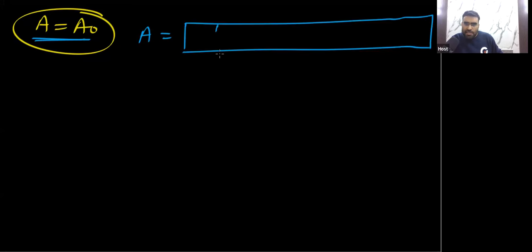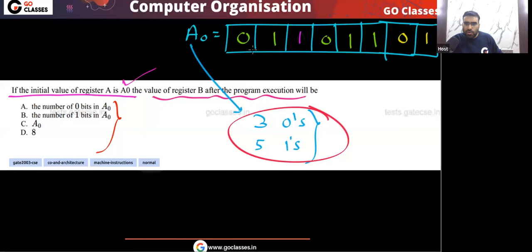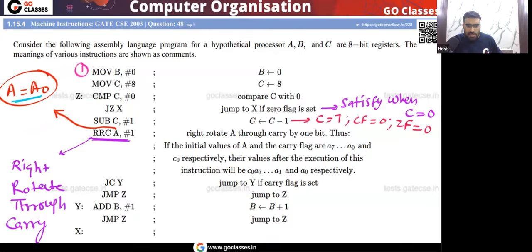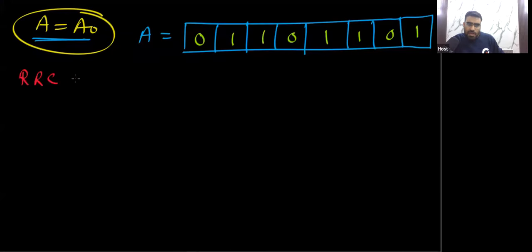Okay, now let's move on. Let's come back to this question. The value of A we have already taken. What is the initial value of A we have taken? We have taken the initial value of A equal to 0 1 1 0 1 1 0 1. Yes or no? In hexadecimal, this is 6 and D. So this is the initial value of A that we have taken. Now you tell me what will happen. This instruction is RRC A.